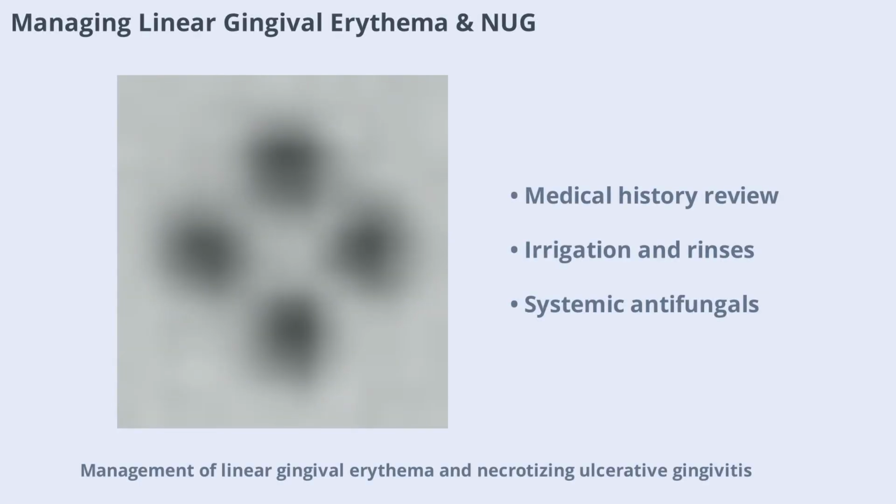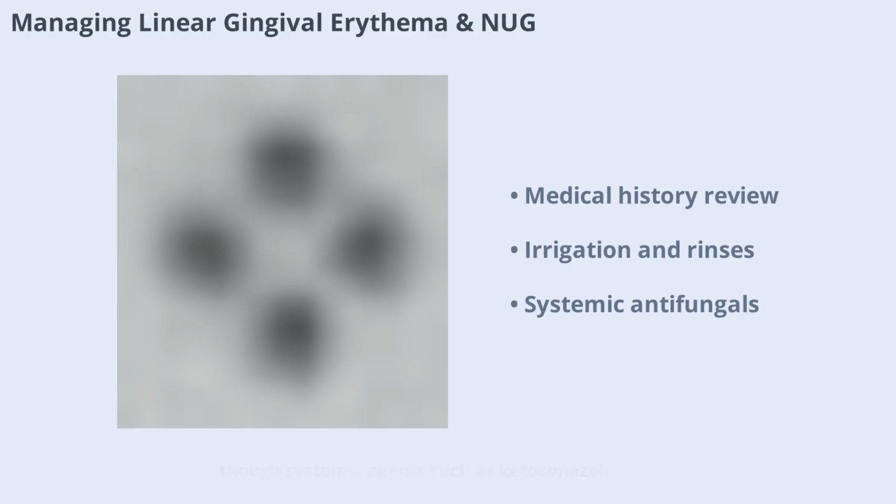Management of linear gingival erythema and necrotizing ulcerative gingivitis begins with a thorough medical history and appropriate consultation. Scaling of affected areas and oral hygiene instructions are essential. Intrasulcular irrigation with 10% povidone iodine and 0.12% chlorhexidine mouth rinse twice daily are recommended. Antifungal agents like nystatin or clotrimazole may be used, though systemic agents such as ketoconazole or fluconazole are preferred for long-term therapy. Regular follow-up is crucial to monitor progress.